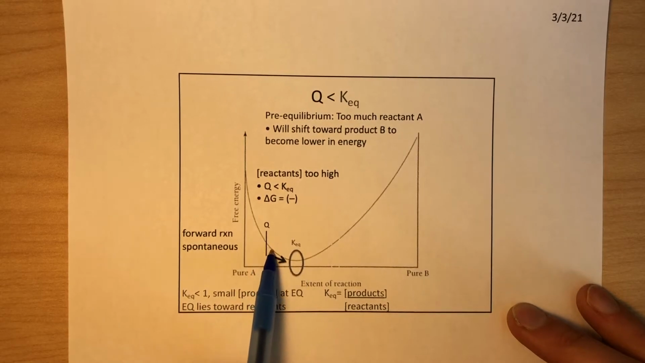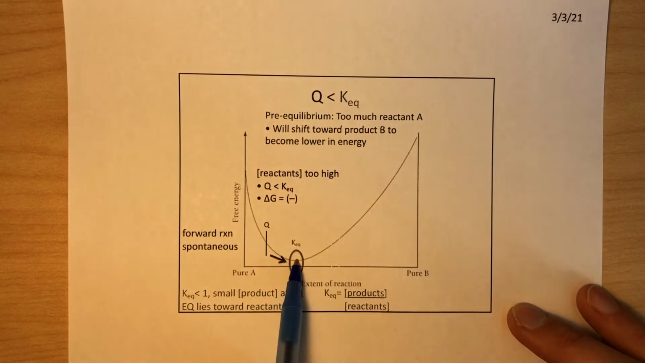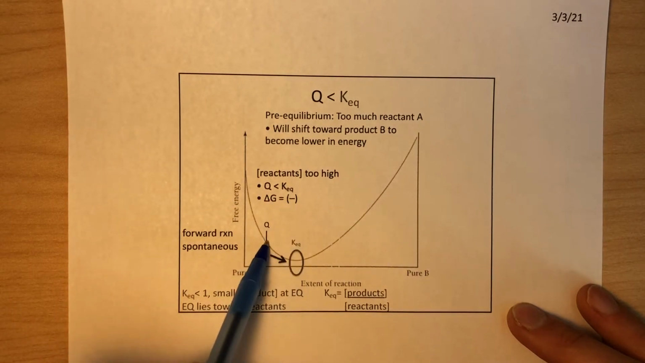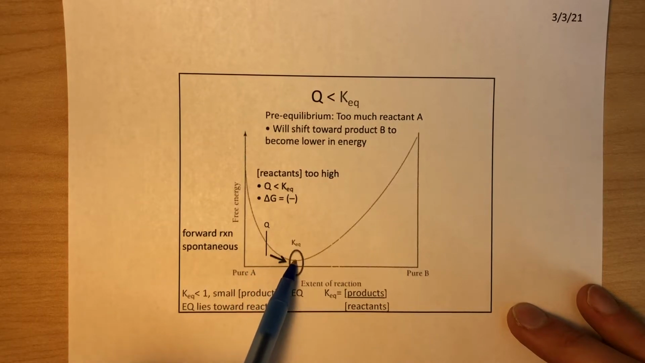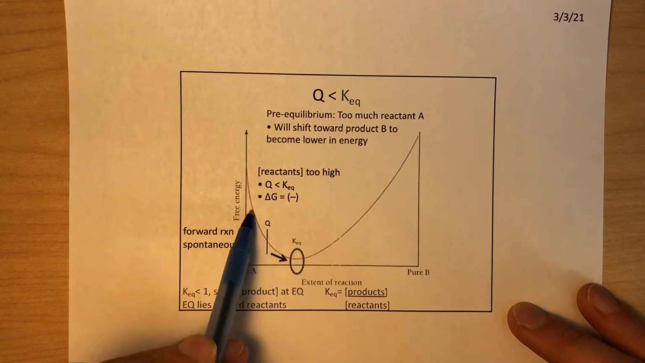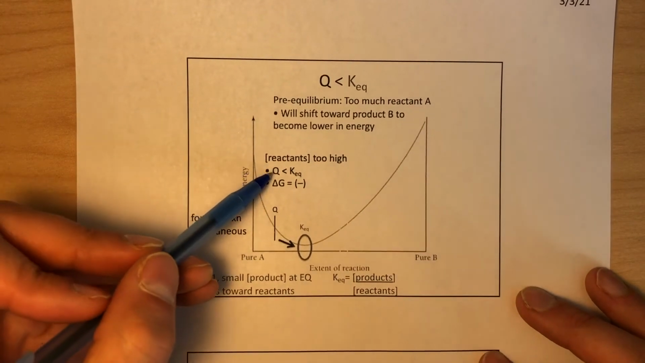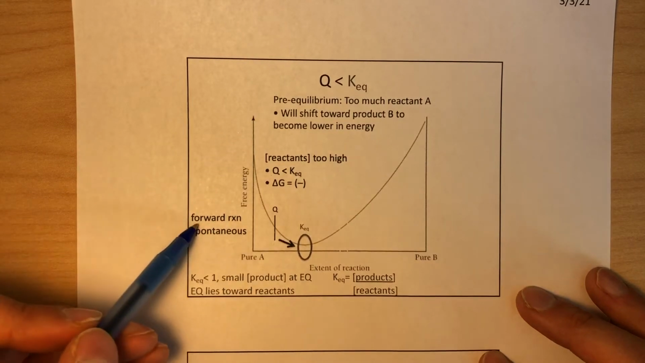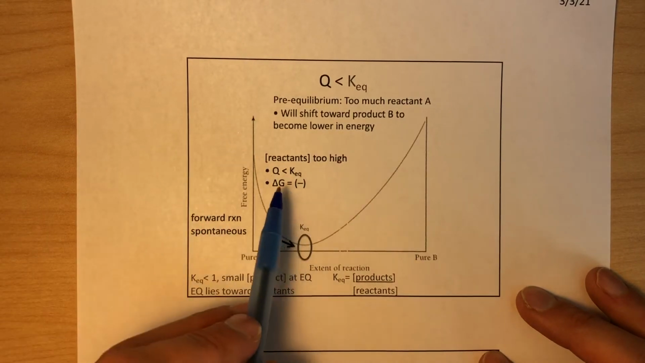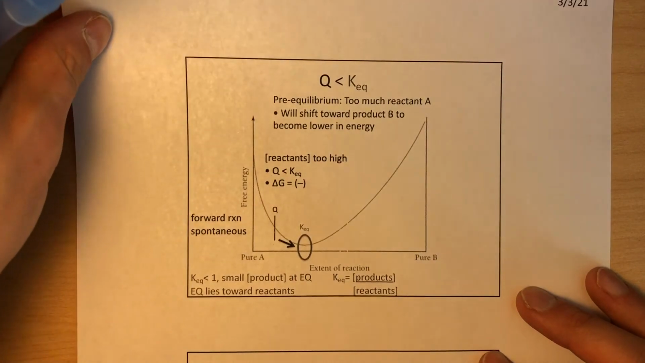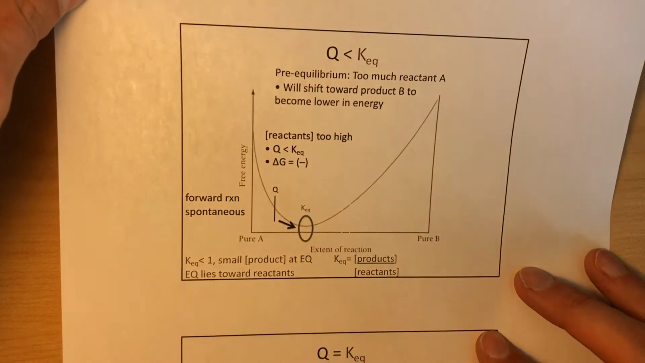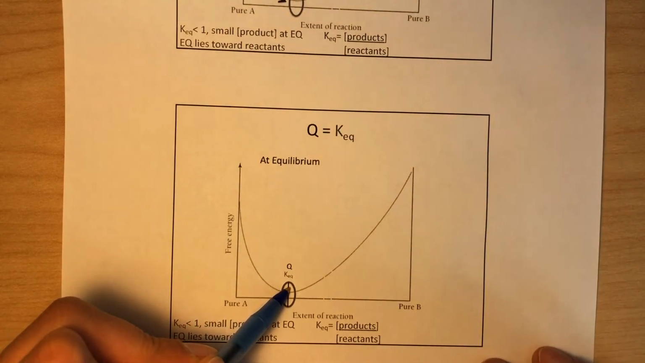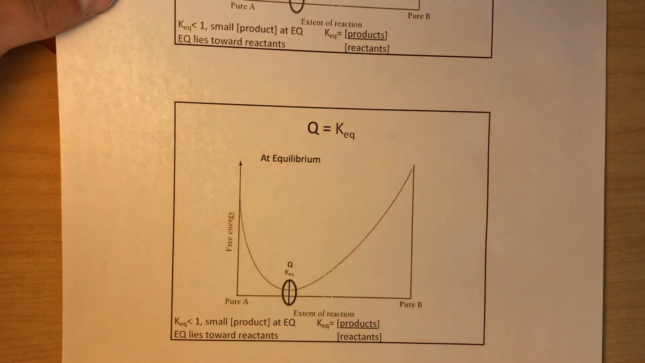So more and more product is going to start forming, the reaction is going to shift to the products, and eventually Q is equal to K. In this situation, delta G is negative because the forward reaction is going down in energy. The reverse reaction will be positive, which would be non-spontaneous. So here we have a situation where Q is less than K, the reaction shifts to the right so Q can reach K. And the forward reaction is spontaneous, as dictated by a negative delta G. And the reaction would shift until Q is equal to K, and we are at equilibrium.